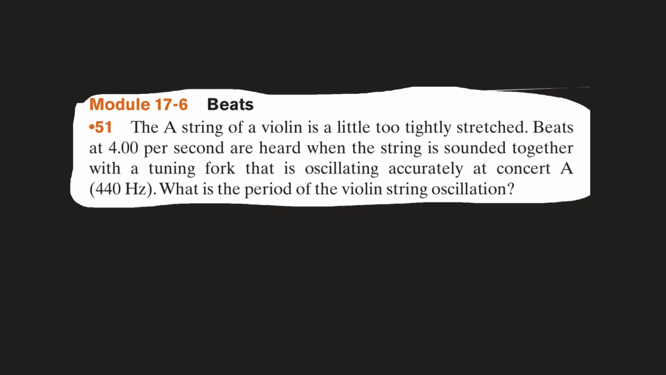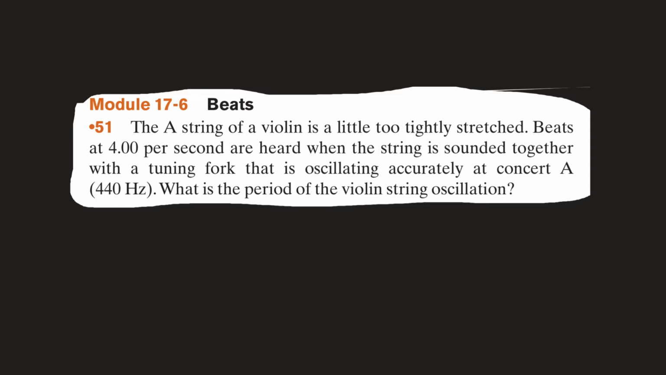Problem number 51. A string of a violin is a little too tightly stretched. Beats at 4 per second are heard when the string is sounded together with a tuning fork that is oscillating accurately at constant E, 440 Hz. What is the period of the violin string oscillating?